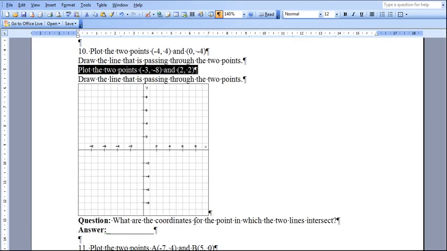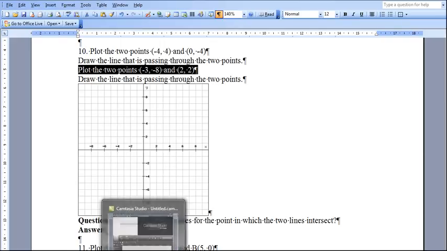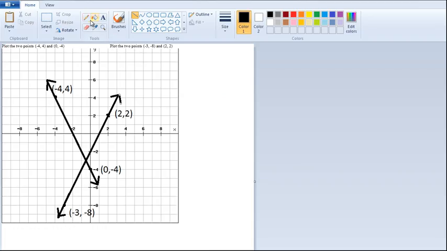Now, what was the question again? What are the coordinates for the point in which the two lines intersect? So, where do the lines intersect? It's this point, right? When they cross. So let's draw a point here. What are the coordinates for this point?